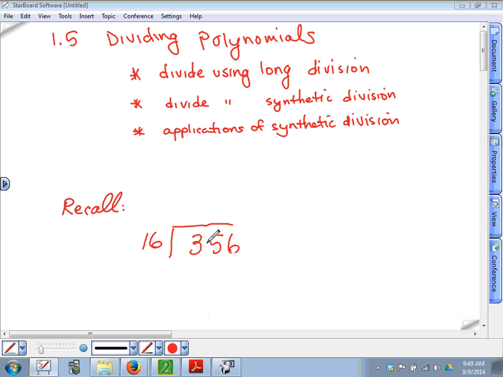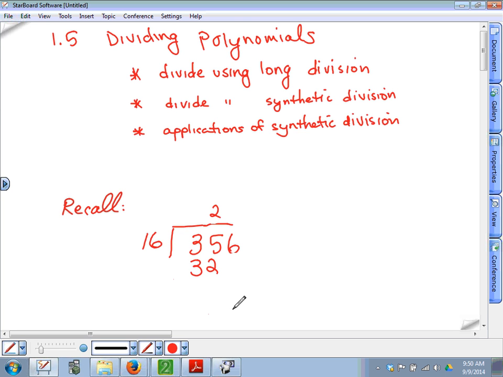Exactly. 16 times 2 is 32. You can't go any higher than 35. If you put a 3 here, then that means that this is 48, and you can't take 48 from 35, can you? So it doesn't go in 3 times, it goes in twice. 2 times 16 is 32.